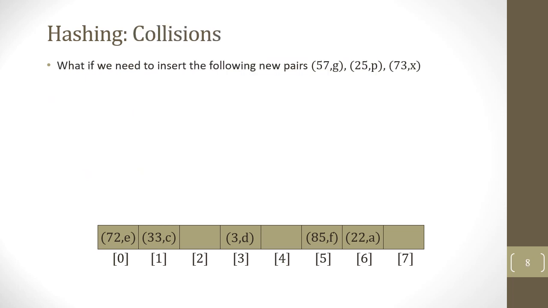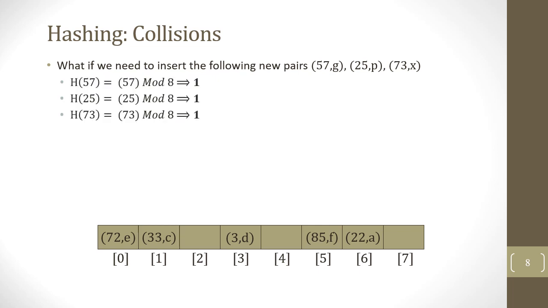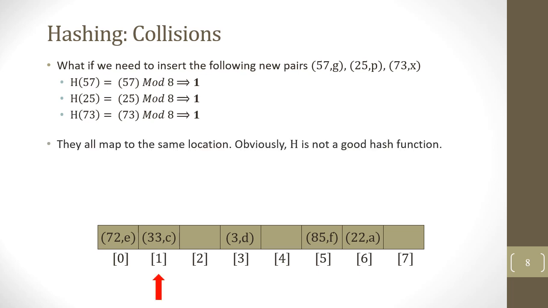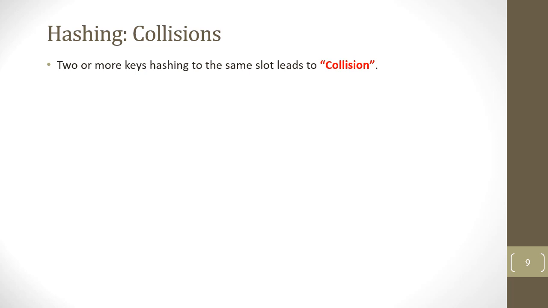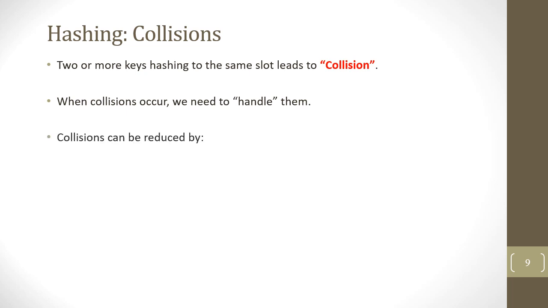So what if we need to insert the following new key value pairs? If we compute mod 8 of these three numbers, we get the index location 1. They all map to the same location. So obviously H is not a good hash function. This is called collision. Two or more keys hashing to the same slot leads to collision. When collision occurs, we need to handle them, as we cannot place two numbers in the same location.